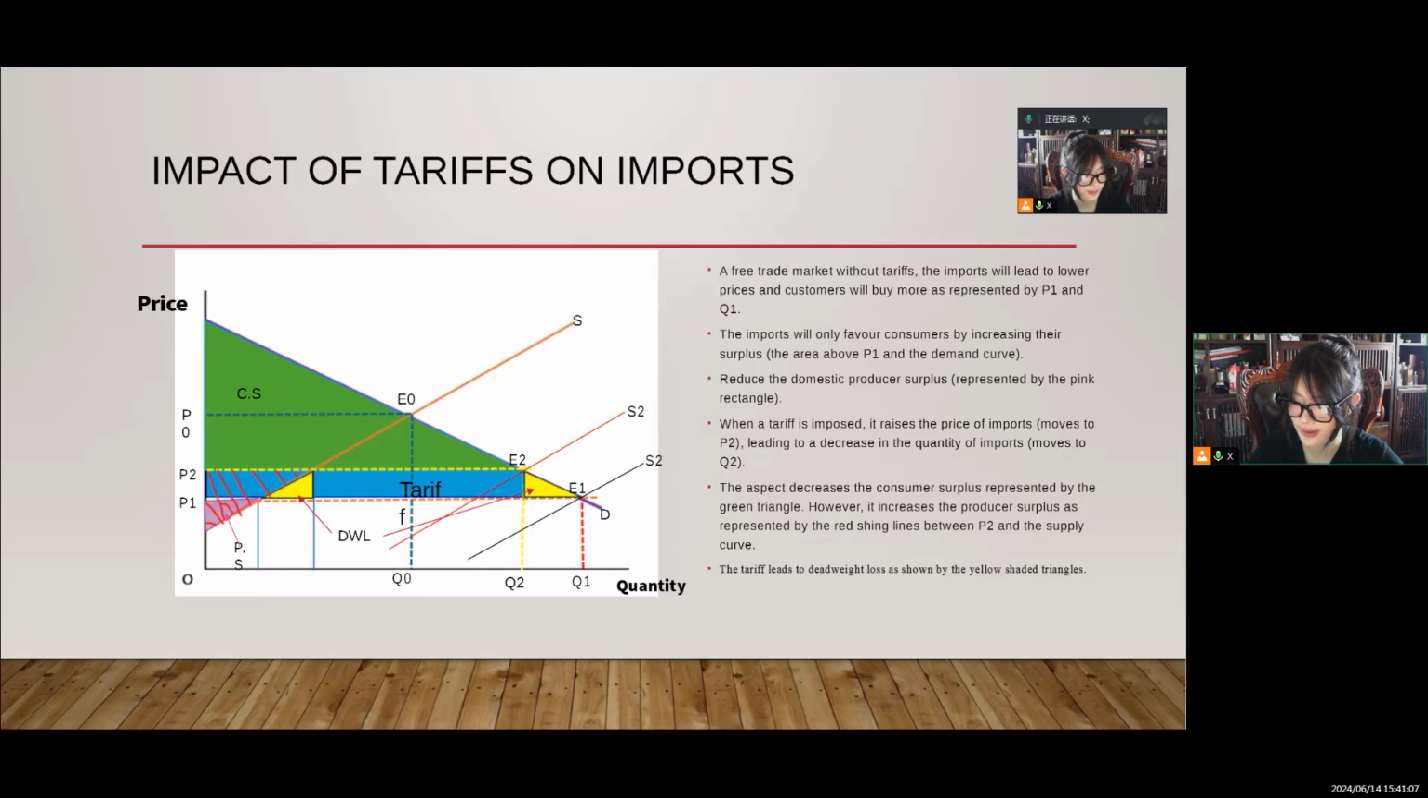When a tariff is imposed, it raises the price of imports, leading to a decrease in the quantity of imports. This decreases the consumer surplus, represented by the green triangle. However, it increases the producer surplus, as represented by the red shining line between P2 and the supply curve. The government collects tariffs. However, as seen, the tariff leads to deadweight loss, as shown by the yellow shaded triangle.